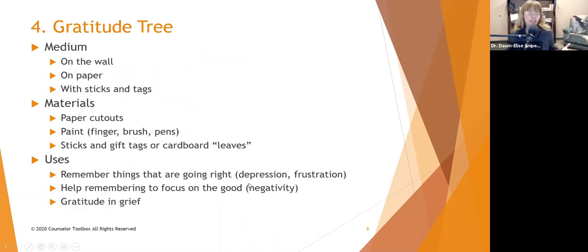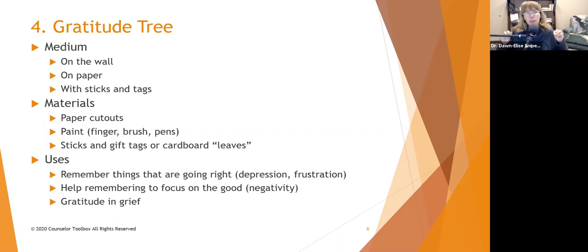A gratitude tree can be done on the wall, and you can do it with sticky notes on the wall, and every day people come in, they have to add another sticky note or leaf to the tree, identifying something that they are grateful for that day. You can do it on paper. You can create your own gratitude tree that you fill out on a daily basis at the end of the day, maybe. Or you can do it with sticks and tags, and this is my favorite way because I like sticks and using present tags to create the leaves.